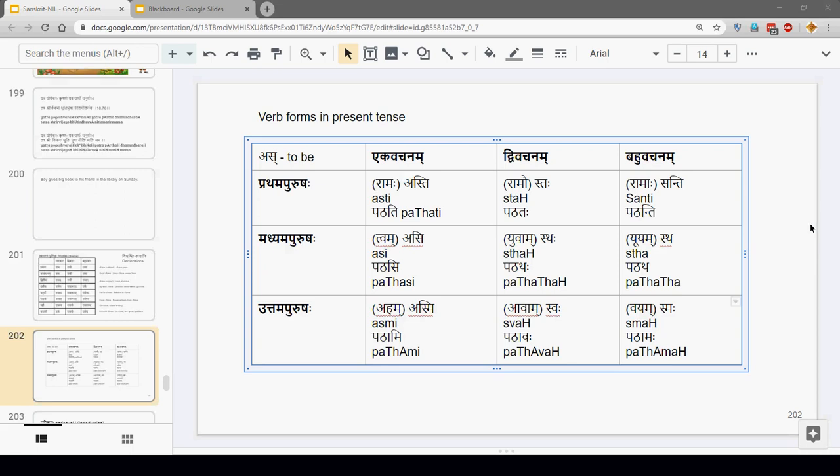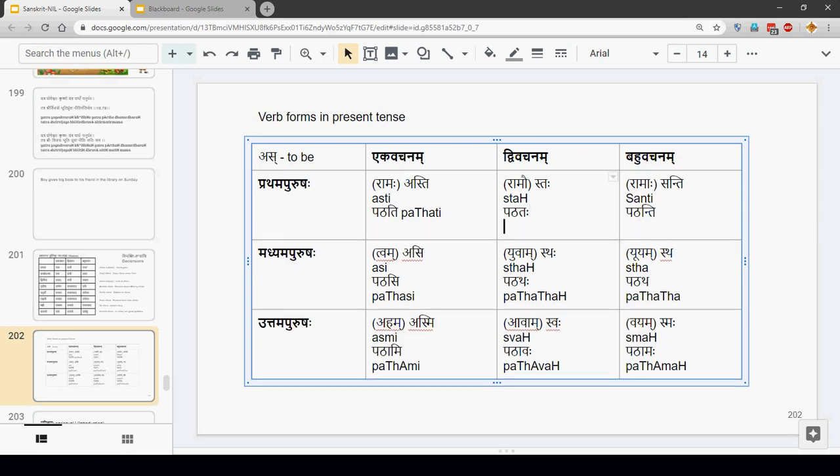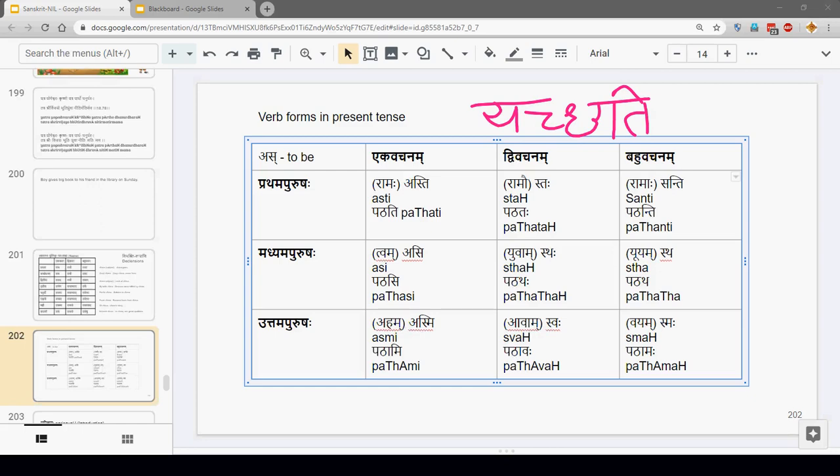So I was writing here also. So here we are trying to identify the pattern.